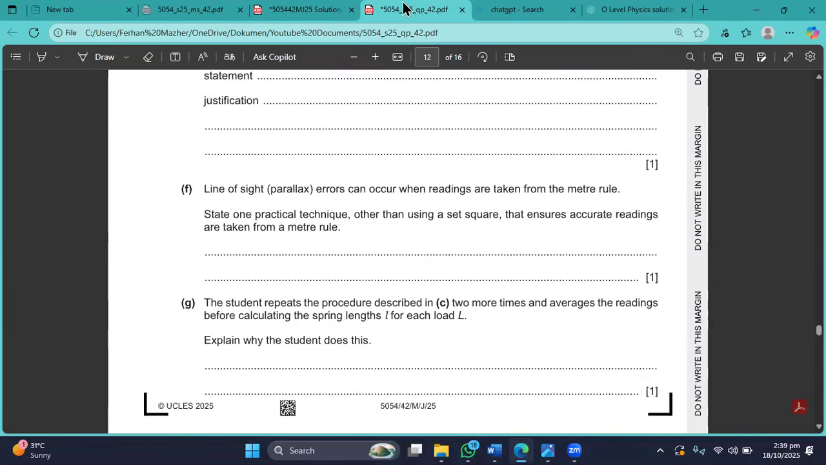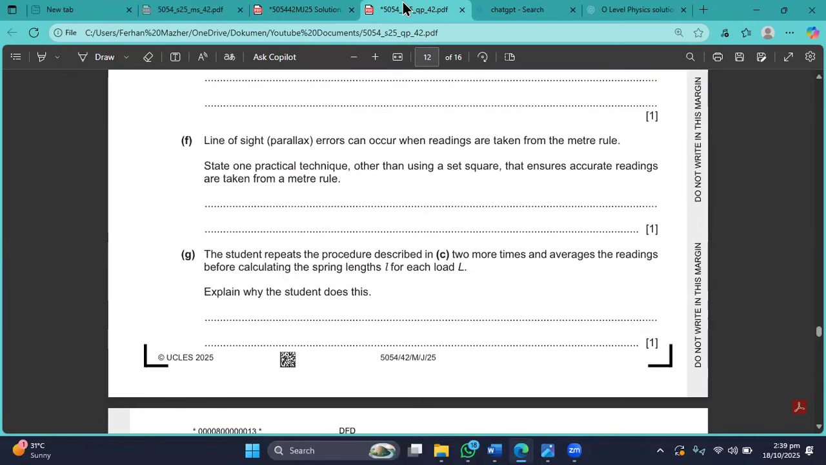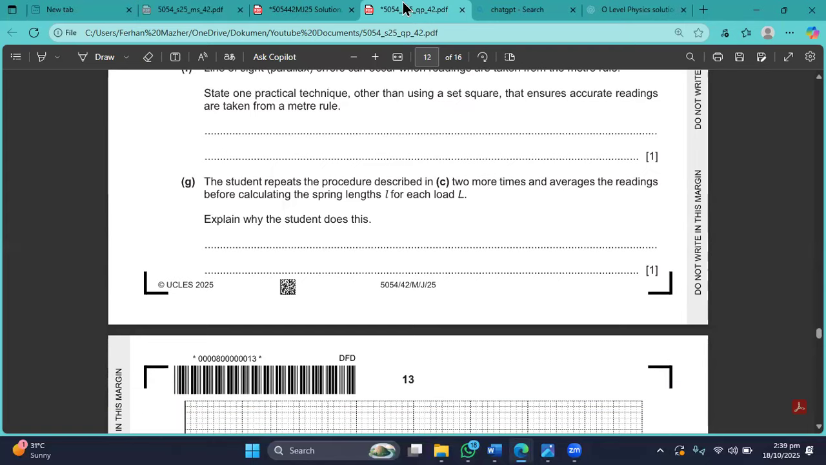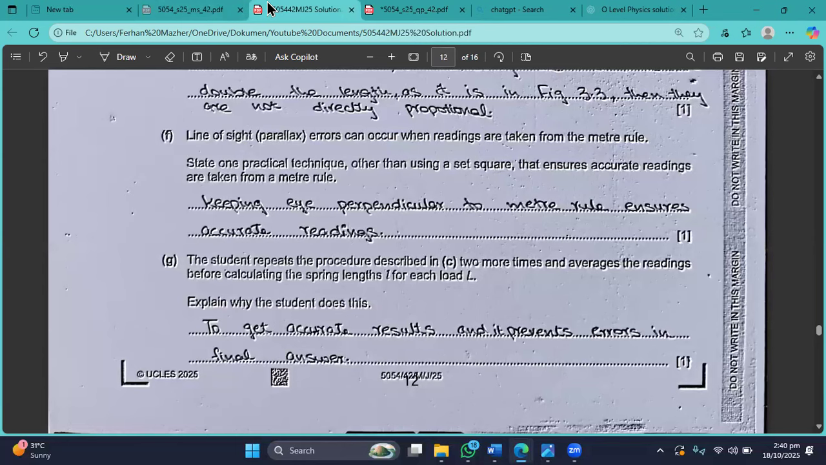Then he says the student repeats the procedure described in the C part two more times and averages the readings before calculating the spring length L for each load. Explain why the student does this. Whenever you repeat an experiment again and again, the random errors decrease. When you take the average, your precision becomes more and more. You come closer to the accurate answer, and it prevents error in the final answer.